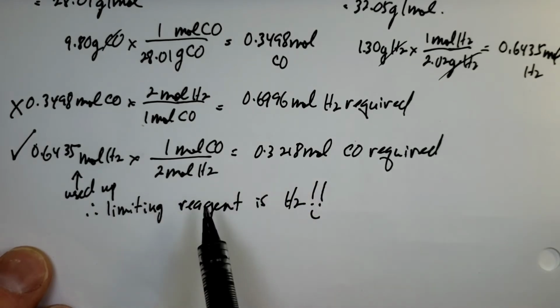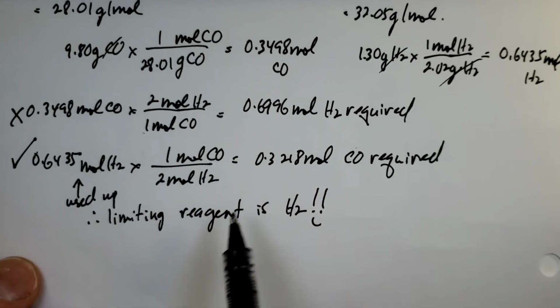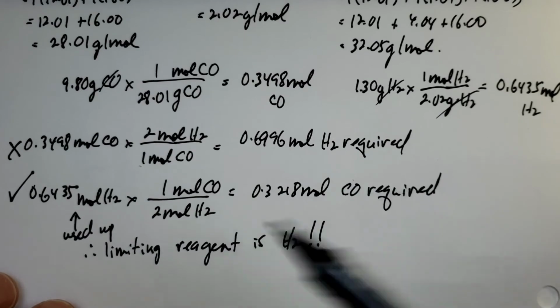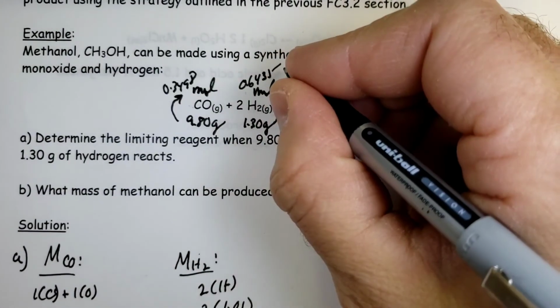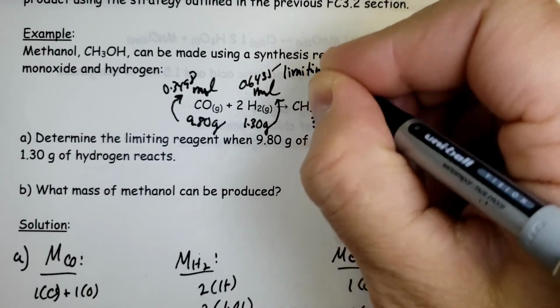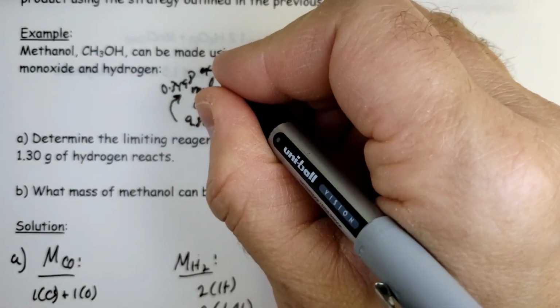So the question doesn't ask to figure out excess carbon monoxide, but we could figure that out by taking what we have, 0.3498, subtract what we're going to use up and get the excess. But the question doesn't ask for that, so we don't have to worry about that. So this is limiting, and this will be excess.